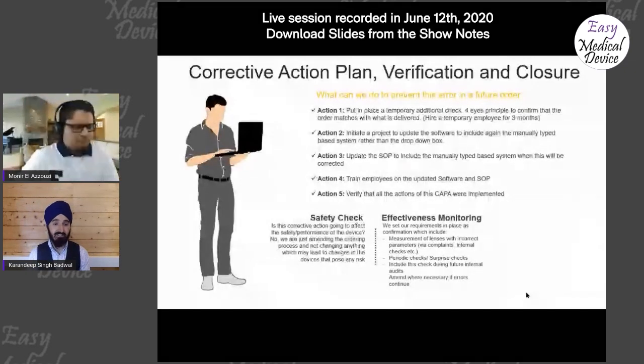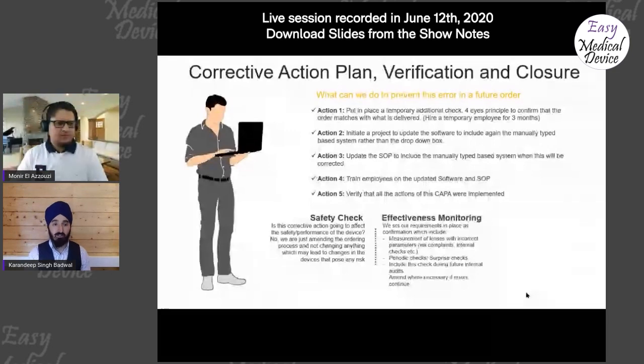It's all good that we put these actions in place. They sound fantastic, but we need to monitor that they're actually working. So we need to put some parameters in place. That would be the measurement of lenses with incorrect parameters, whether that's through complaints, or through internal checks before they're sent out, where someone says, hold on a minute, something's not right here. This doesn't match the order. Also periodic checks or surprise checks. That could be me just walking in, watching the ordering staff sitting there, seeing how they go about doing their orders, seeing if there are any issues.